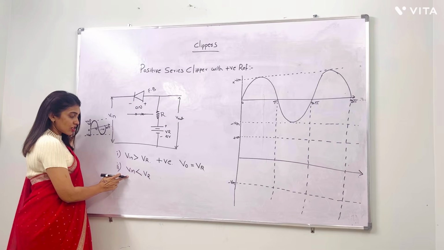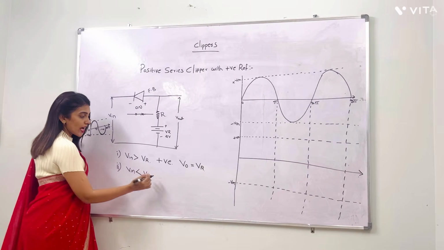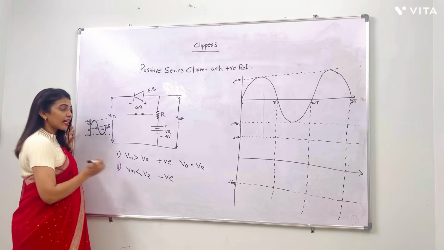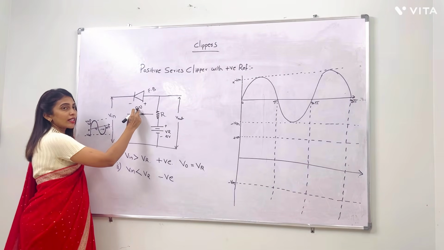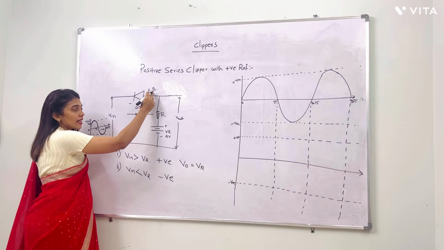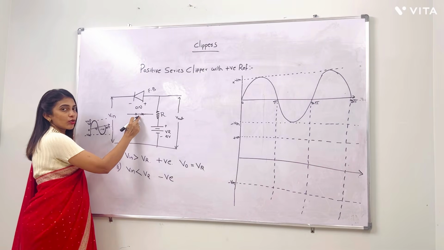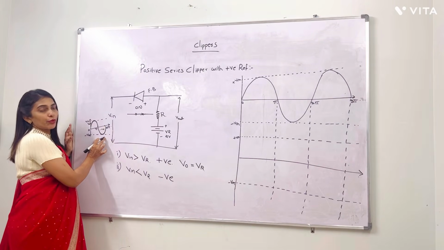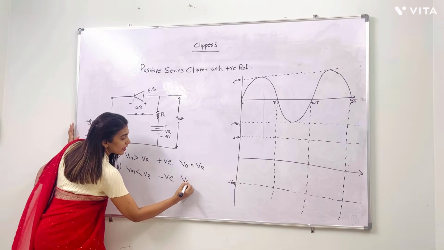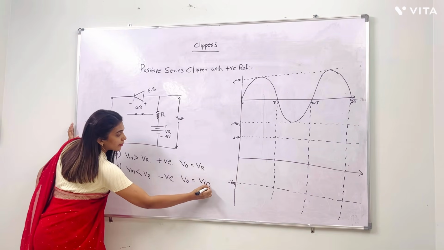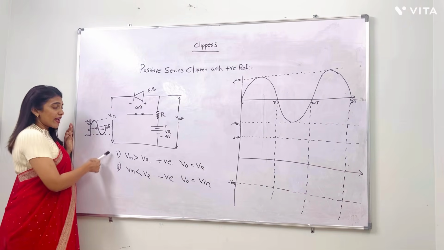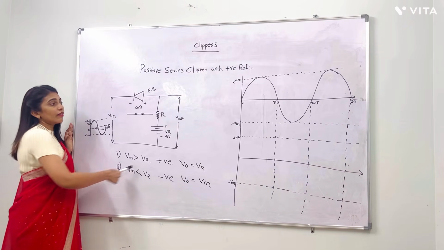In this condition, Vin less than Vr means the input is in the negative half. During the negative half, the diode is in on condition, forward bias, and it acts like a closed switch. So obviously the output is equal to the input voltage: Vo equals Vin. So these are the two conditions. Based on these two conditions, we have to draw the waveforms.